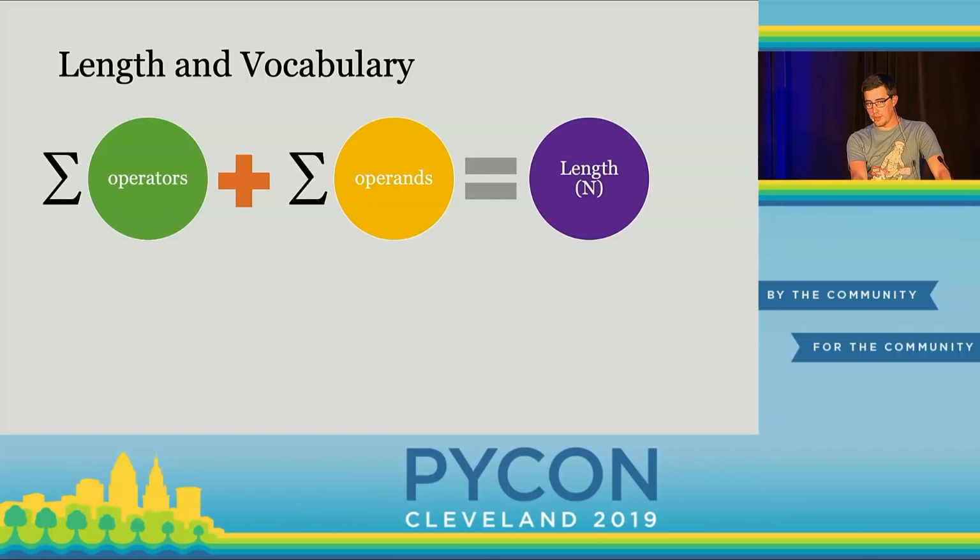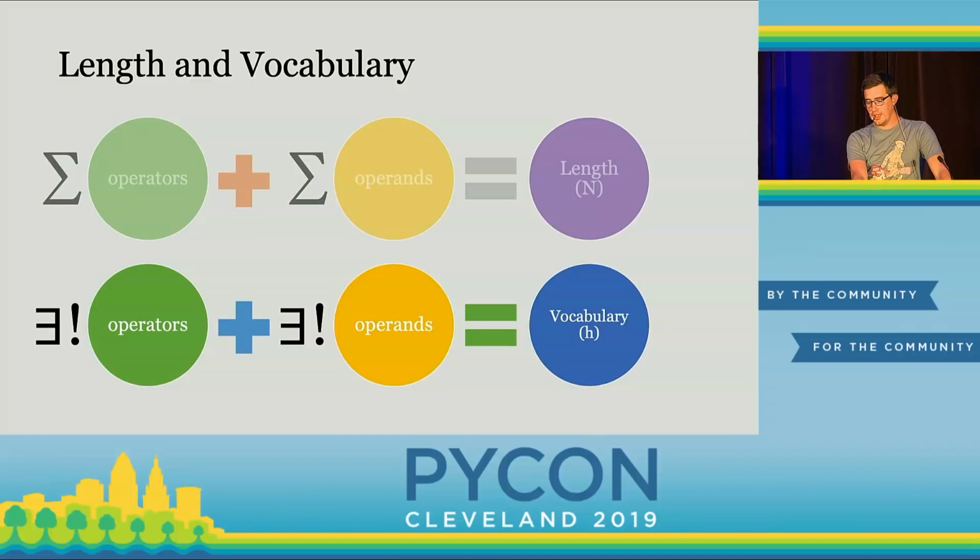If you take the sum of the operators and the sum of the operands you've used, you end up with a measure called length. And if you take the amount of unique operators you've used and unique operands you've used, you end up with a measure called vocabulary. This probably sounds a bit complicated compared to lines of code, which is quite an easy way to measure things, but there are reasons behind it.